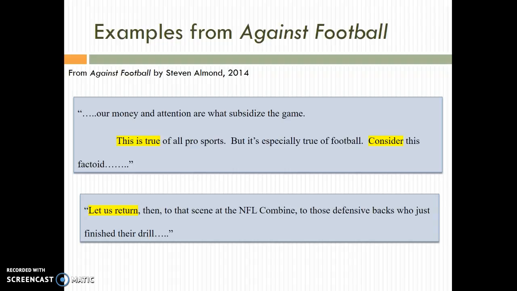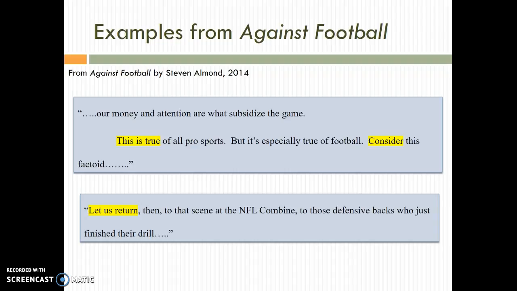Consider this factoid." The use of "this is true" points back to the end of the previous paragraph and sets up the rest of the current paragraph. The transitional word "consider" leads to an example which helps prove the point.